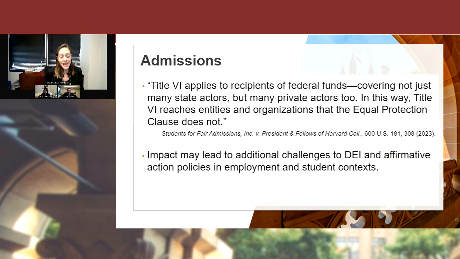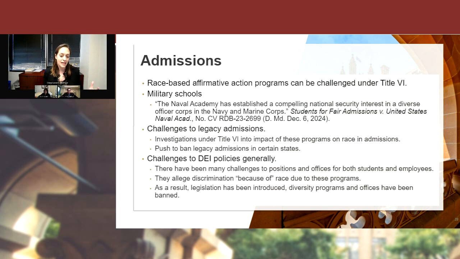The case is interesting because following the decision coming down, a number of challenges arose, challenging other DEI programs, affirmative action programs, and admissions policies generally. Some of them were under Title VI. The impact of the case, the holding and the language of it, has already created a ripple effect through litigation.